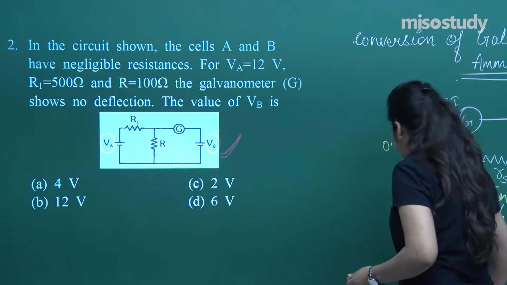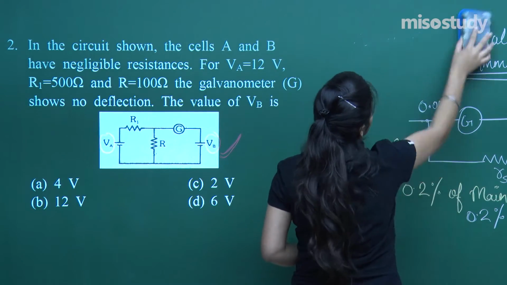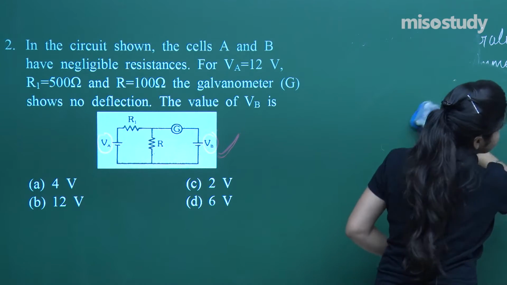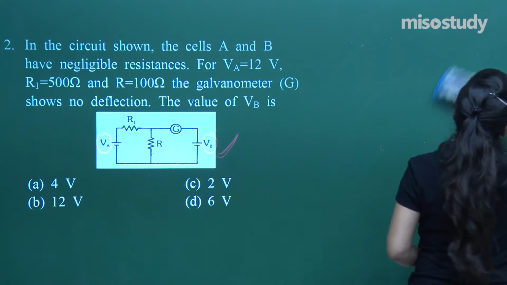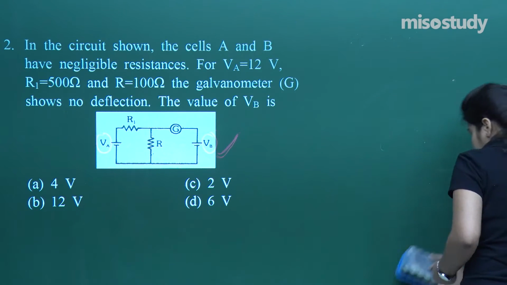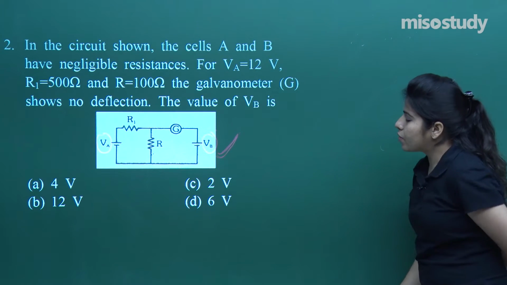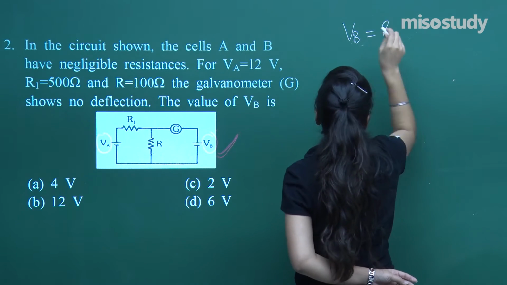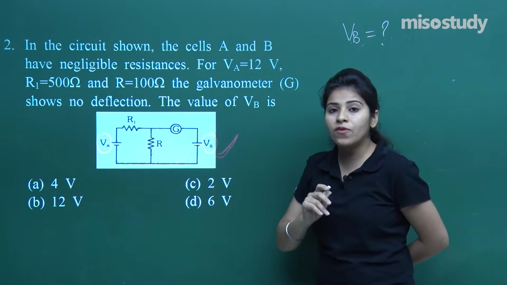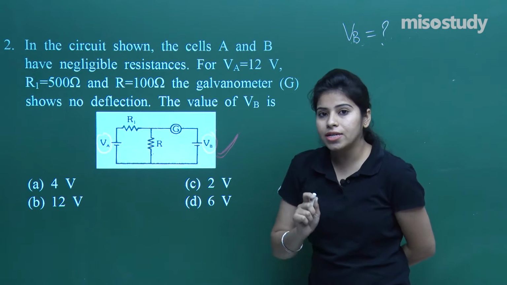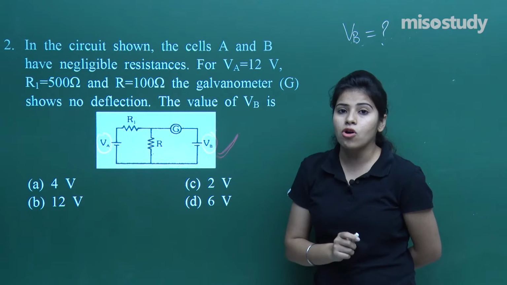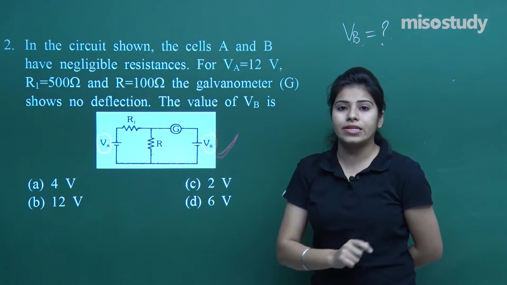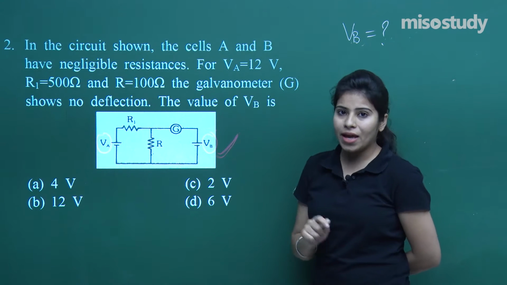Now let us start. Let me maintain the board for you and we will start doing this question number 2. So first of all let me write what we have to find. We have to find this VB. Now there is one logic: if you understand the theory of the chapter and are clear with the concept of the Wheatstone bridge, here is again one thing that you have seen in that case. And now you have to apply it.